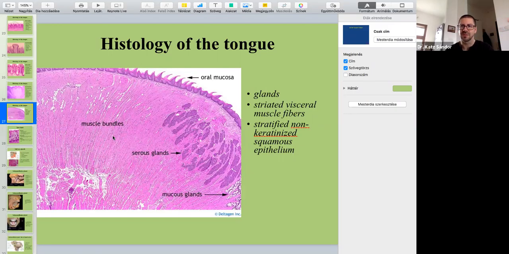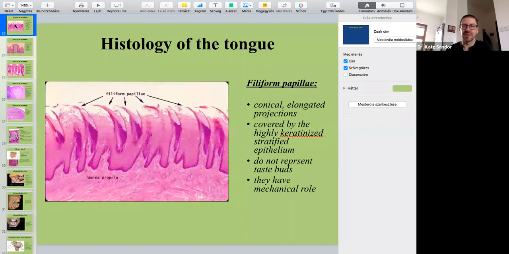This is a specific type called visceral striated muscle fibers, because they are under voluntary control, but they are not connecting bones to each other. So we have muscle fibers and glands related to the surface and to the deep areas as well. On the surface of the tongue, we can find mucosal projections called papillae. We have 4 types of papillae.